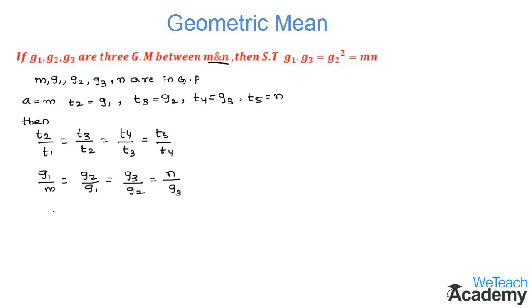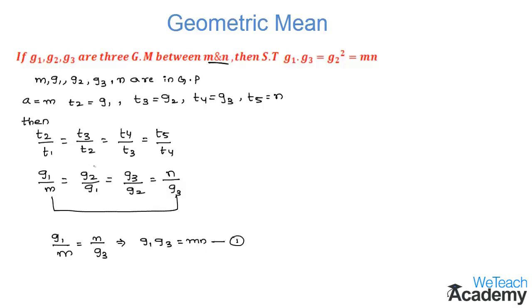And now let us equate the extreme values. So on equating we get g1 divided by m is equal to n divided by g3. So on cross multiplying this would come as g1 into g3 is equal to m into n. Now let us consider this as equation 1.